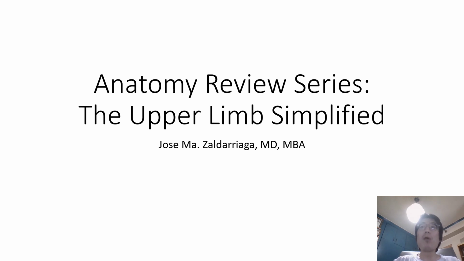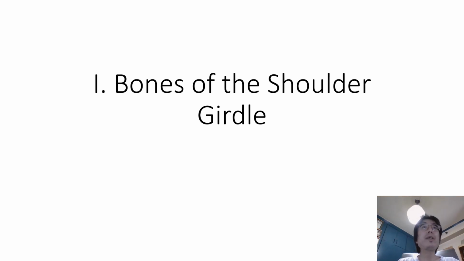This is part of our anatomy review series where we shall be focusing on the upper limb, everything about the upper limb. Our references for today are Netter's Anatomy as well as the Board's Review series anatomy textbook. Bear with me as we shall be writing a lot over the images which I shall be flashing in the next couple of slides. We will start with the bones of the shoulder girdle.